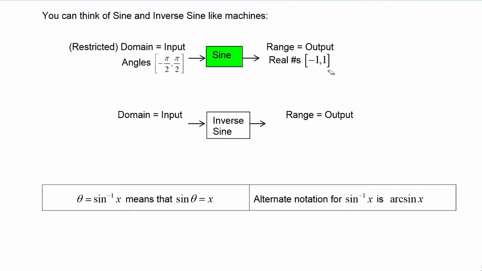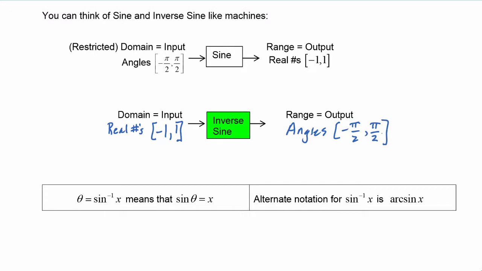Now remember what happens from a function to an inverse function. We switch x and y. So then that means the inverse sine, when we input its domain, that means we have to input real numbers from -1 to +1, and that means it's going to output a range of angles from -pi over 2 to +pi over 2. Remember, we talked about this with inverse functions and functions. The domain of the function becomes the range of the inverse function, and the range of the function becomes the domain of the inverse function.